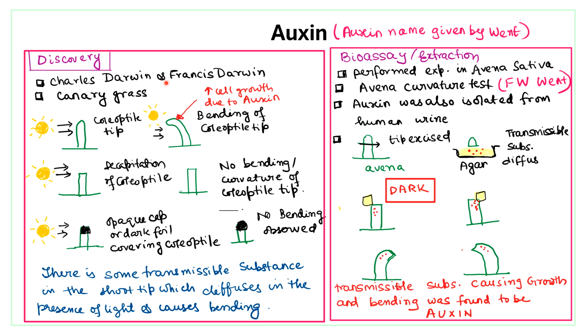Okay, so discovery of auxin, Darwin and Darwin. Plant taken, canary grass. Extraction of auxin, naming of auxin, it was given by F.W. Wendt. Okay, and the plant taken is oats or Avena sativa.